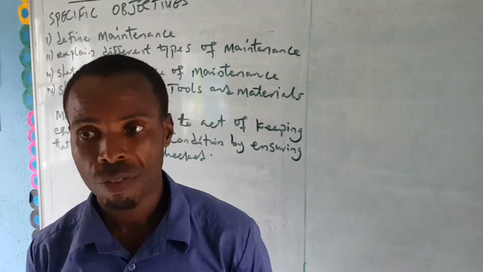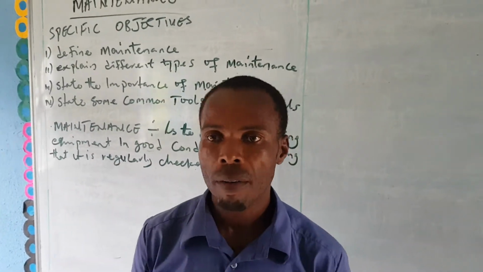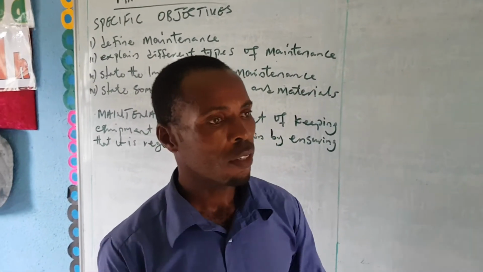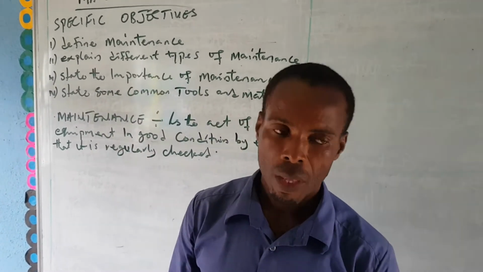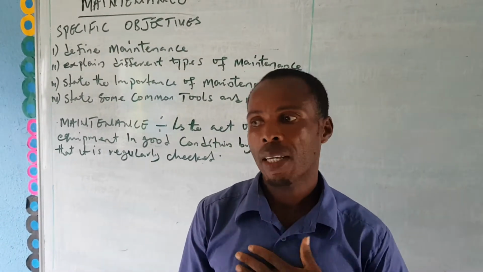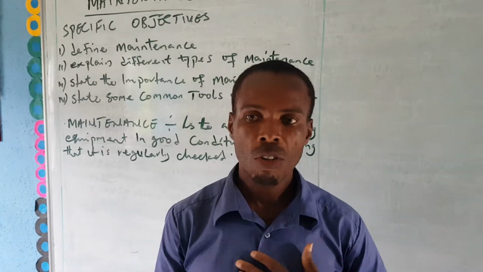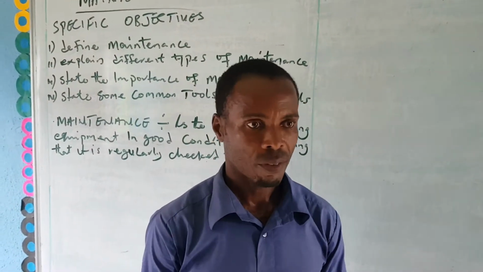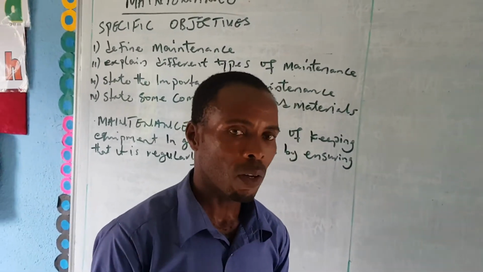even in our house, we keep our house clean by mopping the floor, dusting the television, and another part of the house. We are trying to maintain our house. We can also maintain our body by taking our bath and brushing our teeth. All those things are what? Maintenance. But we emphasize equipment we have in our workshop.